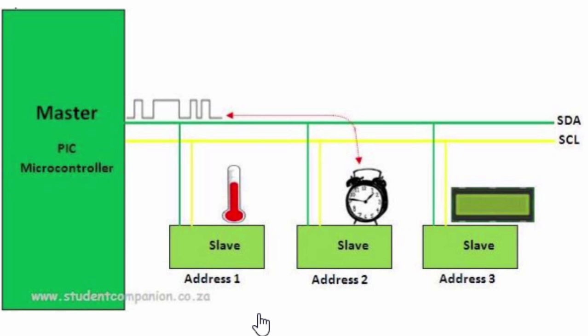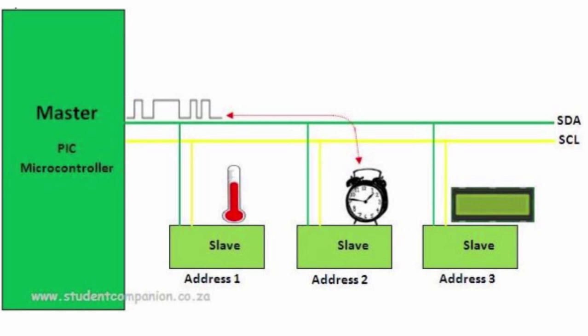As you can see from this figure, we can have many devices connected to a PIC microcontroller using only two wires and two pins of the PIC microcontroller. The I2C has become one of the most common serial communication protocols in electronics. The devices don't have to be identical as long as they support I2C protocol.